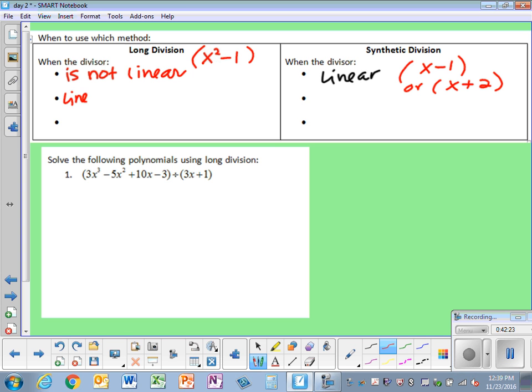Or if it's linear, with a coefficient that's greater than 1, with a leading coefficient, I should say. Greater than 1. So it would look like this, 2x plus 1. Something like that. Okay, you can't do synthetic division with that one, okay? So more times than not, you probably use long division. You use long division if it looks more complicated.